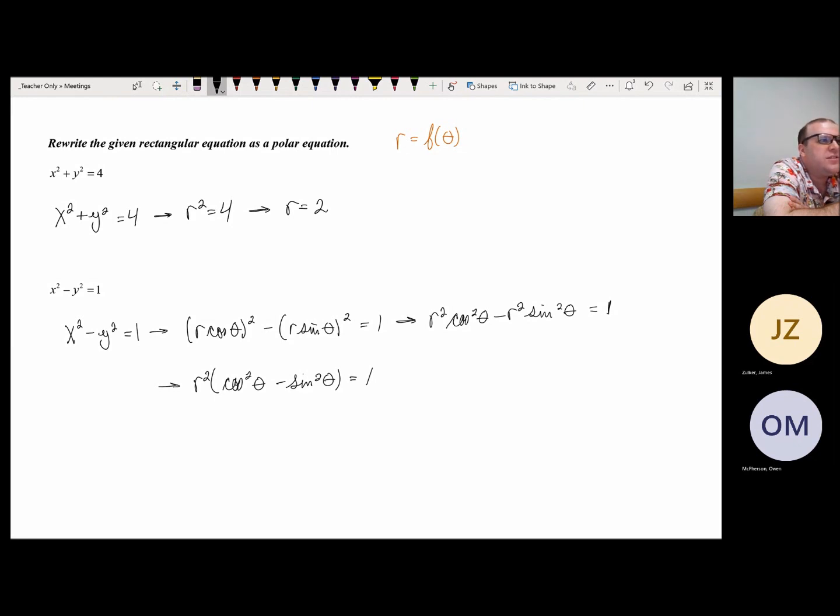That just looks hideous. What is the identity for cosine squared minus sine squared? There is one. This is where a nice understanding of the trig identities comes in handy. 1 minus 2 sine squared. Technically, yes, but that still isn't as nice.